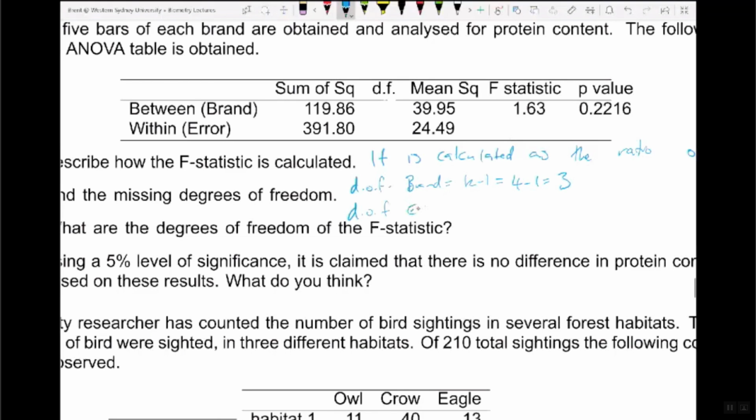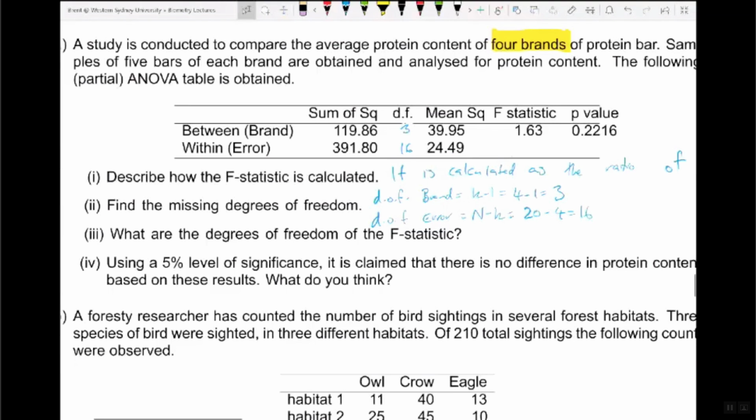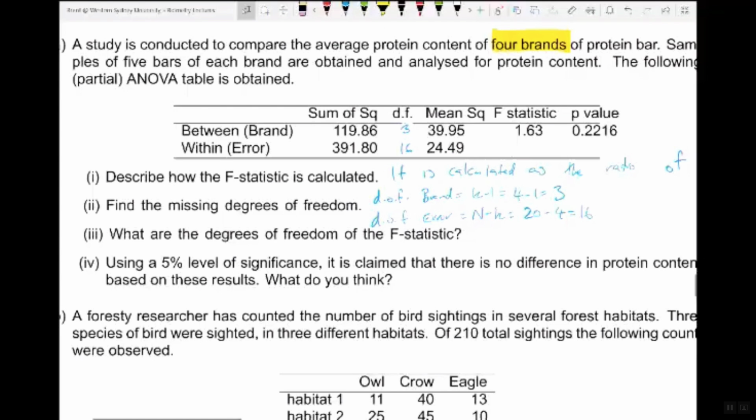What are the degrees of freedom of the F statistic? This is a simple question as long as you remember the correct order in which they are written. An F statistic always has 2 numbers for its degrees of freedom, unlike a T distribution, which only has a single number that determines its overall shape. The 2 degrees of freedom are the ones we just worked out: the degrees of freedom of the error and the degrees of freedom of the brand. Typically, we write them in the order n minus k, k minus 1.